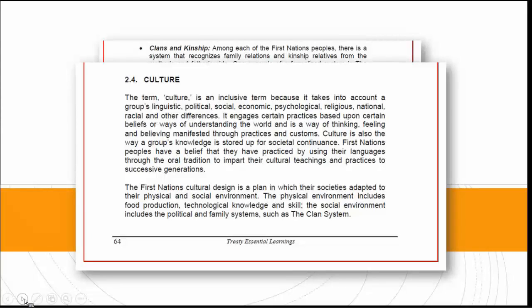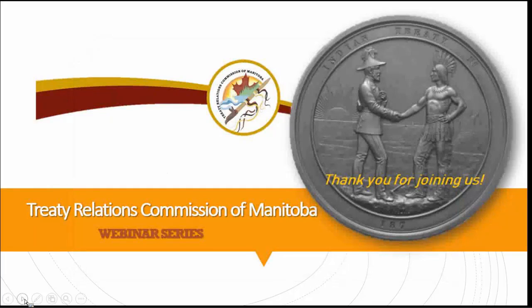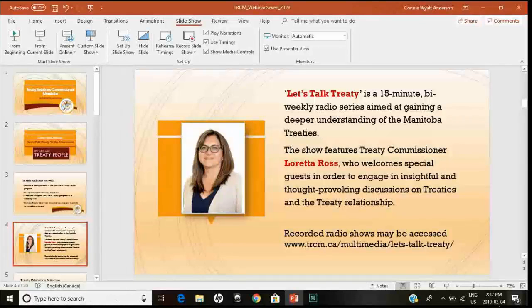The term culture is an inclusive term because it takes into account a group's linguistic, and it goes on. And it talks more and more. Look at the last paragraph there. The First Nations cultural design is a plan in which their societies adapted to their physical and social environment. The physical environment includes food production, technological knowledge and skill. The social environment includes political and family systems, such as the clan system.